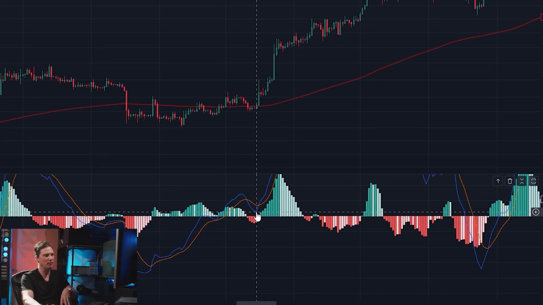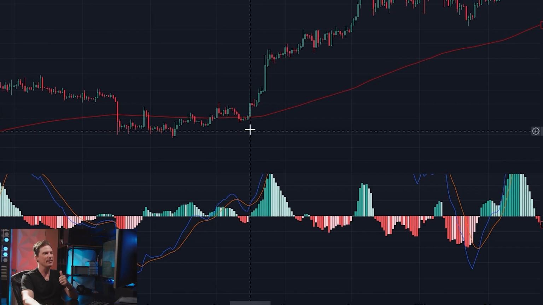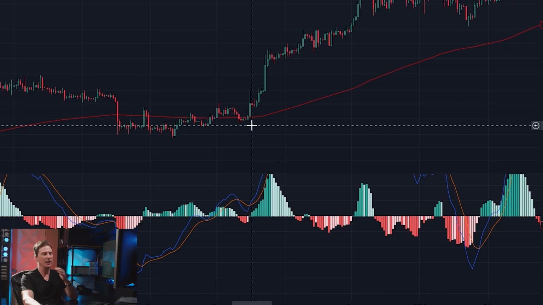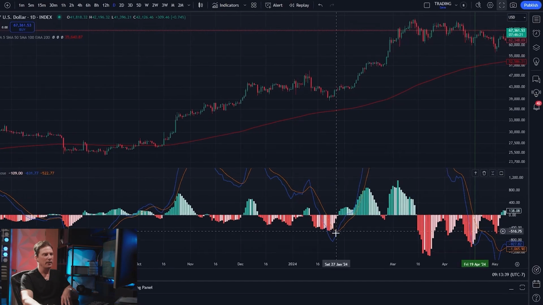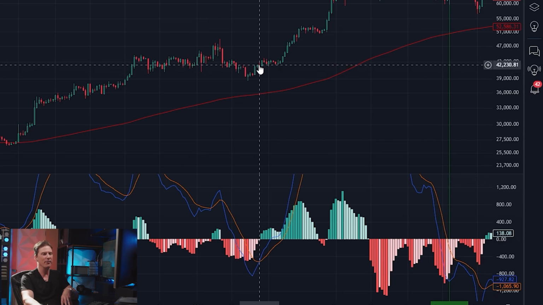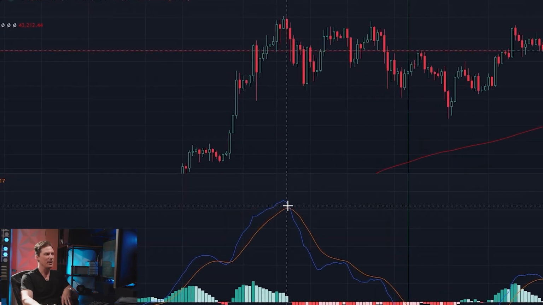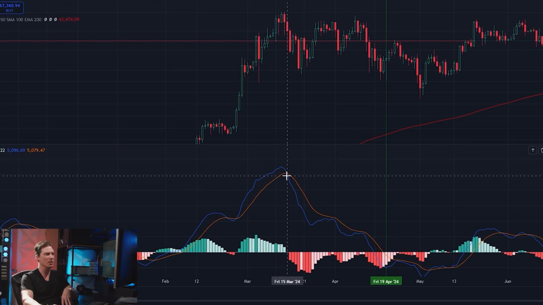And we can see here that the blue line crosses upwards over the orange line and price is above the 200 exponential moving average. That is a fantastic signal to get in and long the market. Once again, the blue line is below the zero line. It crosses upward over the orange line and price is above the 200 exponential moving average. Another signal to long. Okay, so now the blue line is crossing down below the orange line.